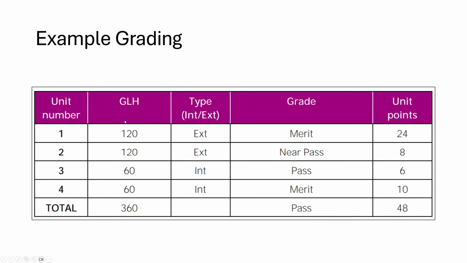So here's an example that they had on the spec. Let's say for Unit 1, the exam unit, you got a merit. Again, this is out of 90, but don't worry about that. The guided learning hours here is 120. Let's say you got a merit on that exam. You would get 24 points. Let's say for Unit 2, you got a near pass. You would get 8 points. Let's say for Unit 3, the coursework unit, the website development one, you got a pass. And Unit 4, I think that was the database one, you got a merit, you would get 10. The overall score would be 48, and that overall grade would be a pass. And again, it goes from near pass, pass, merit, distinction, and distinction star.